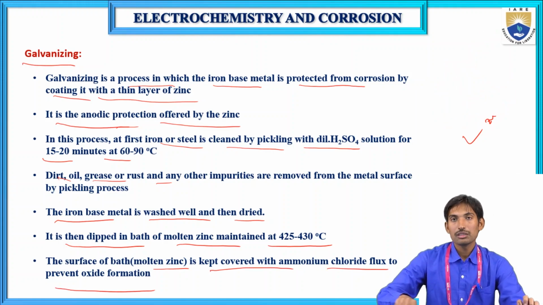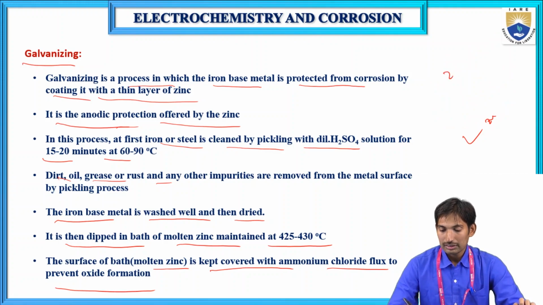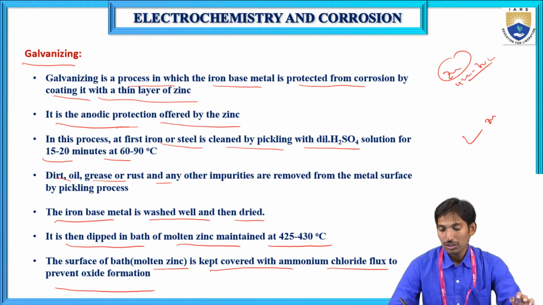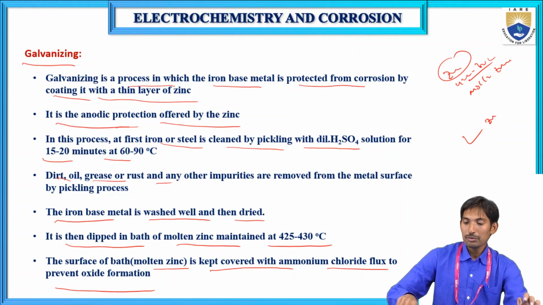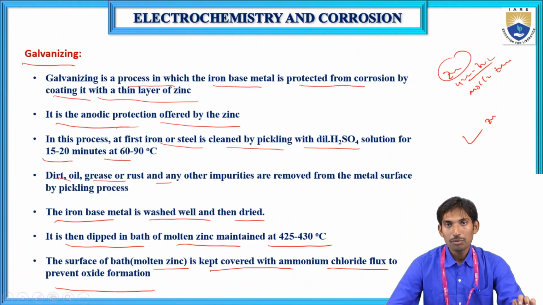In this step, what are we doing? We are heating zinc metal to 425 to 430 degrees centigrade. It forms molten zinc. This molten zinc will be protected by using ammonium chloride.